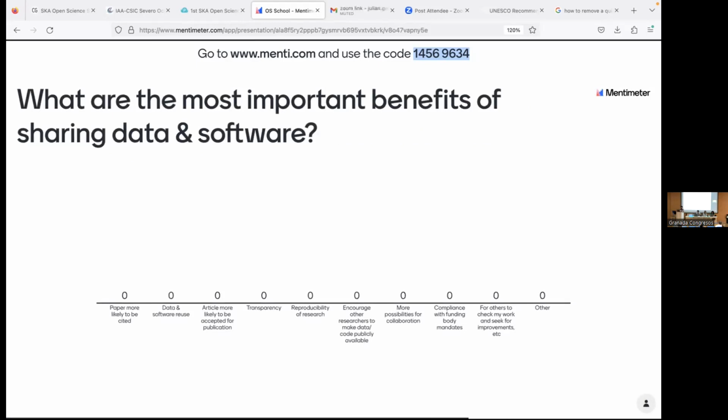What are the most important benefits of sharing data and software in your view? For example, papers more likely to be cited, data and software reuse, papers more likely to be accepted for publication, transparency, reproducibility of research, encouraging other researchers, so you are doing it and you want others to do it by showing by example. More possibilities for collaboration, compliance with funding body mandates, and for others to check my work and seek improvements. I mean, this list is for sure not complete, so if anyone wants to comment about others, I'll give you a few seconds.